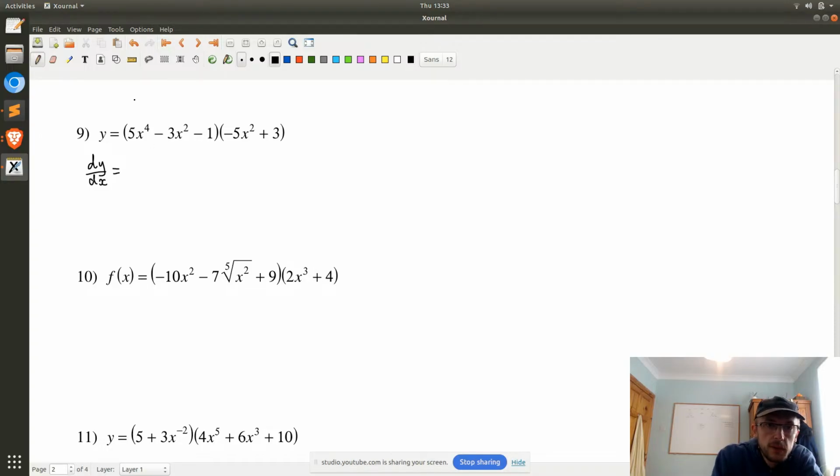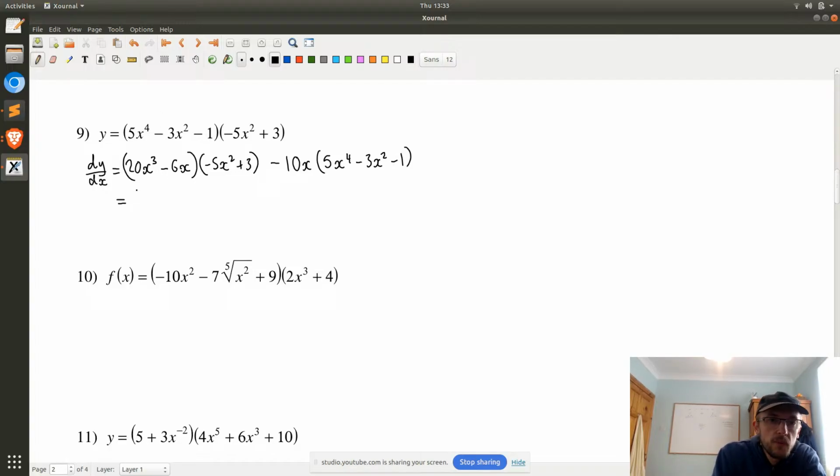Differentiate the first one and leave the second one alone. So 20x cubed minus 6x times that, and differentiate the second one and leave the first one alone.